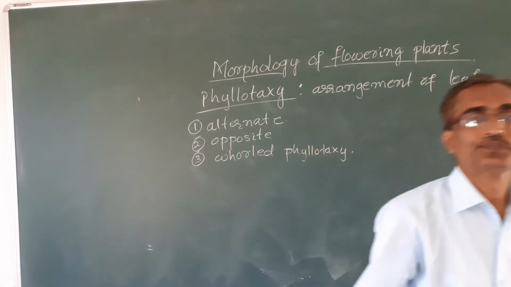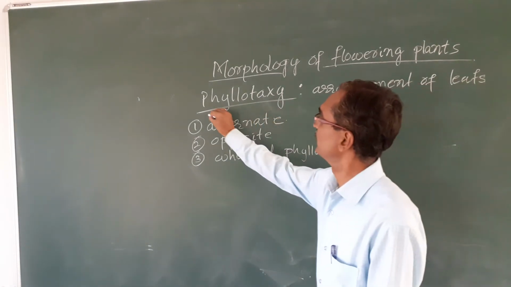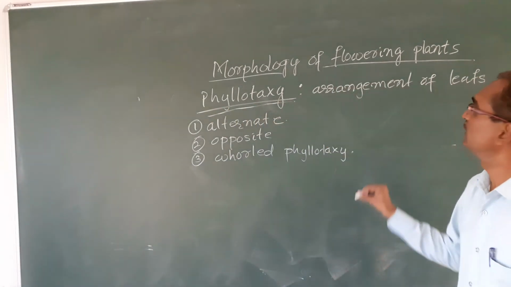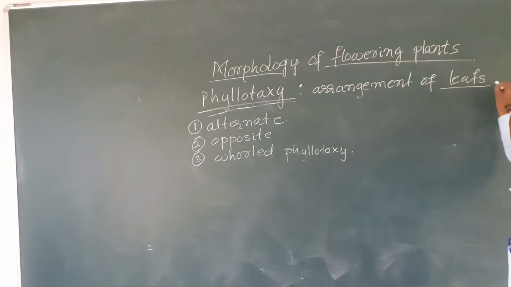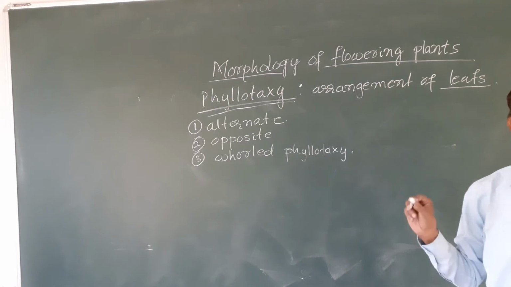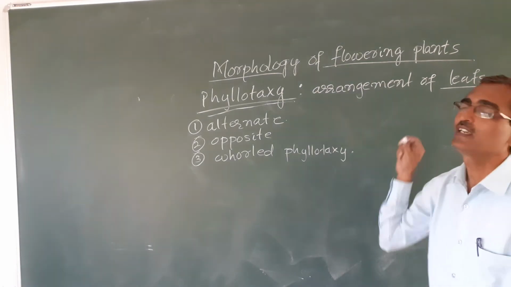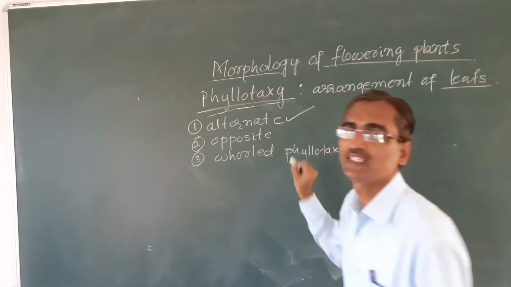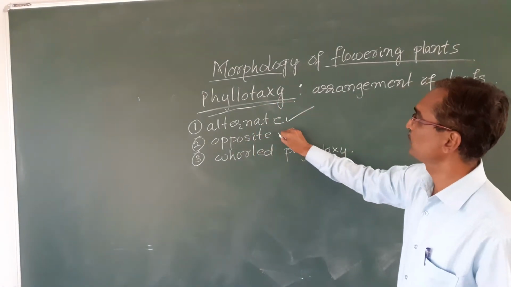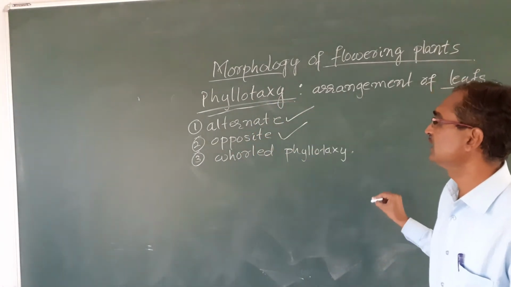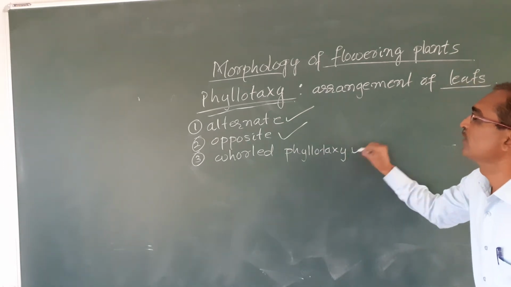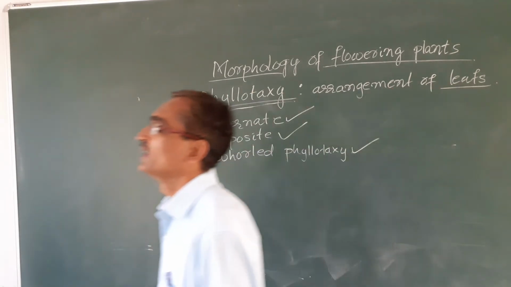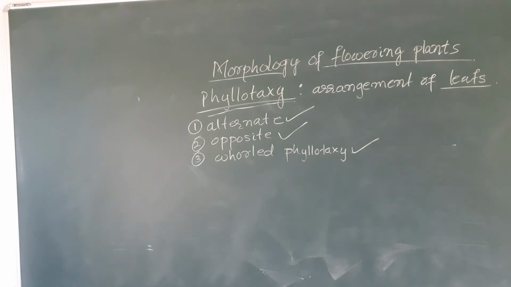So phyllotaxy is nothing but the arrangement of leaves on the stem or branches. And here in phyllotaxy we have three types. One is alternate phyllotaxy, the second is opposite phyllotaxy, and the next is whorled phyllotaxy. Let us see one by one.